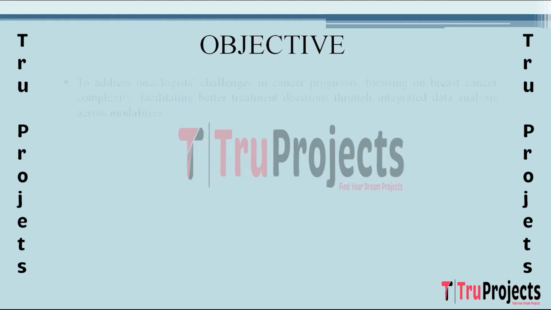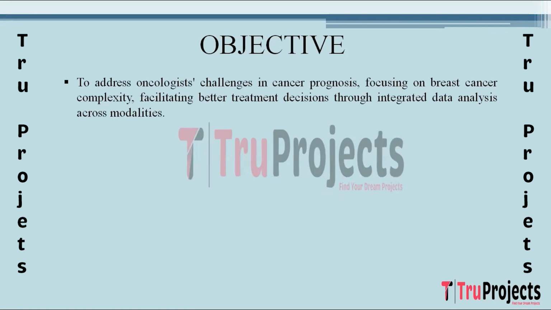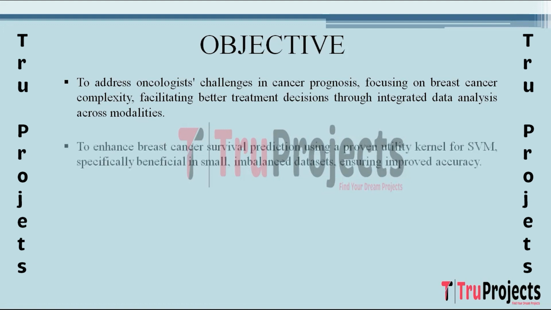Objective of the project. As I mentioned earlier, this project aims to alleviate the challenges faced by oncologists in cancer prognosis, particularly focusing on the intricate nature of breast cancer across various modalities. The goal is to improve survival prediction for breast cancer by introducing a utility kernel for support vector machines, that is SVM. This kernel proves effective, particularly in scenarios involving small and imbalanced datasets.